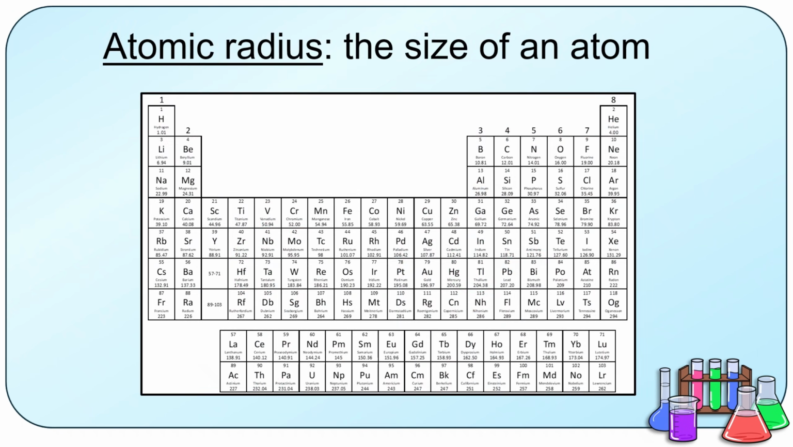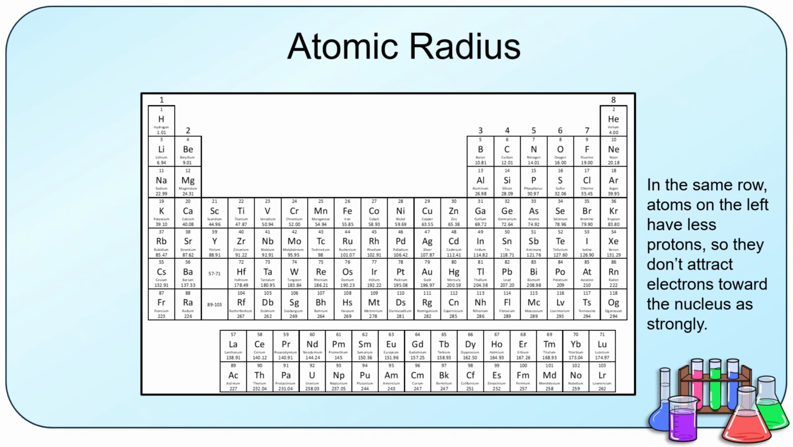The first periodic trend we'll talk about is atomic radius, which is the size of an atom. Atomic radius increases towards the bottom left corner of the periodic table. The smallest atom on the periodic table is helium, and the largest is francium. Why is that? Let's compare within the same row. The atoms on the left-hand side of the periodic table have less protons compared to the atoms on the right.